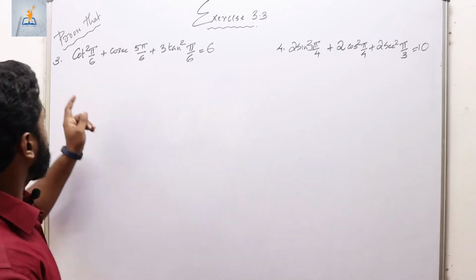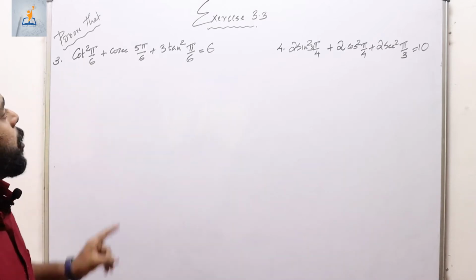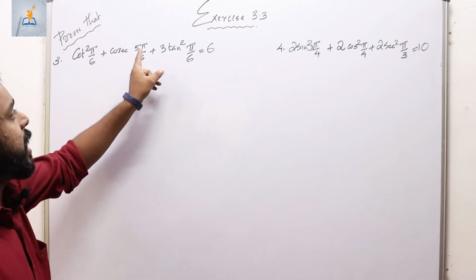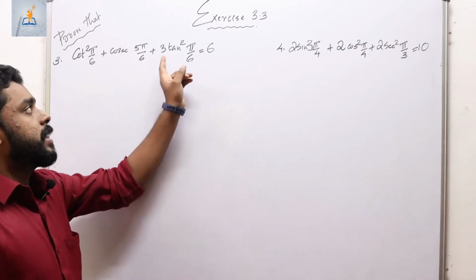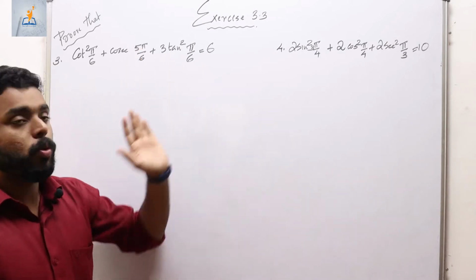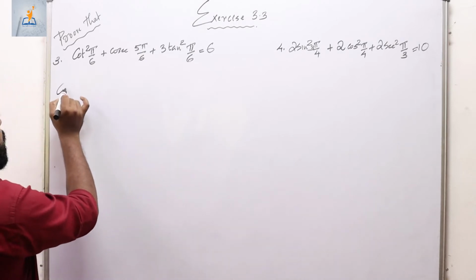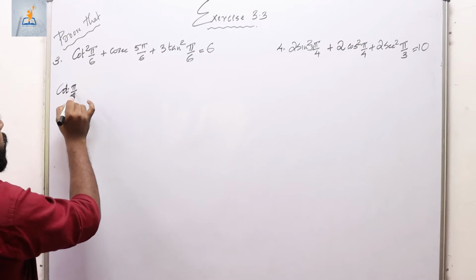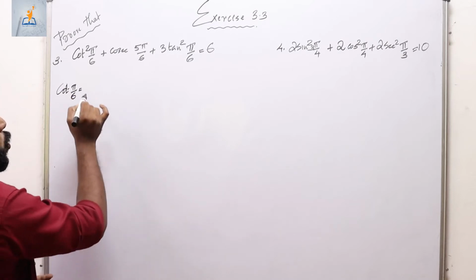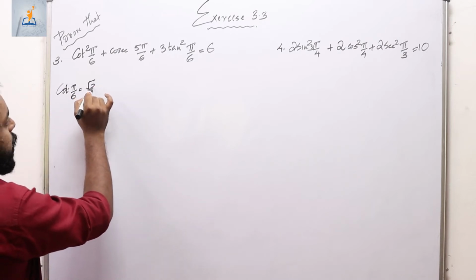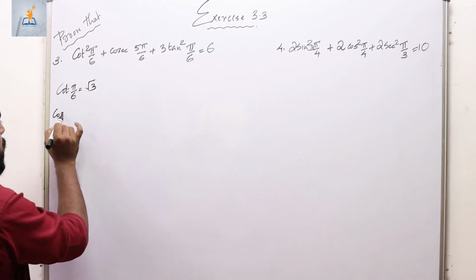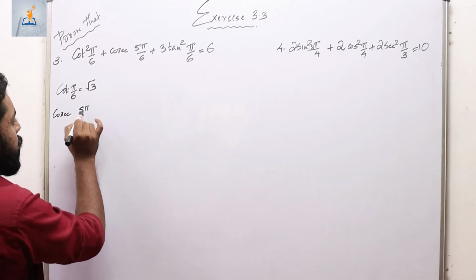The question is, prove that cot square pi by 6 plus cosec 5 pi by 6 plus 3 tan square pi by 6 equal to 6. This is what we have to prove. So, we know the basic values. Cot pi by 6. Since tan pi by 6 is equal to 1 by root 3, cot pi by 6 will be root 3. Now, cosec 5 pi by 6.